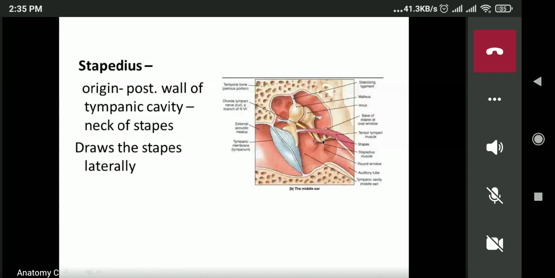So it draws the stapes laterally. Okay. So this is the stapedius muscle. This is the stapes. And this is the tensor tympani. So these are the two muscles which are present in the middle ear cavity.